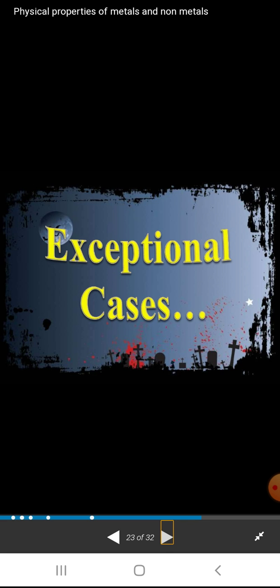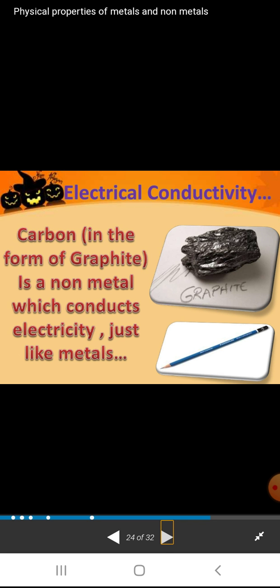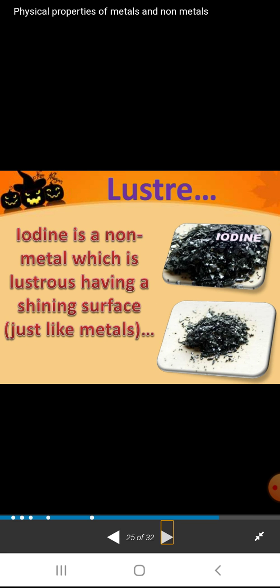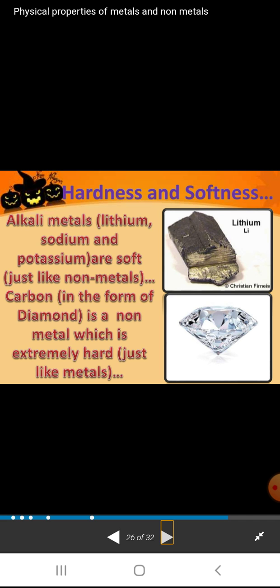Exceptional cases. Electrical conductivity. Carbon in the form of graphite is a nonmetal which conducts electricity just like metals. Luster. Iodine is a nonmetal which is lustrous, having a shining surface just like metals.